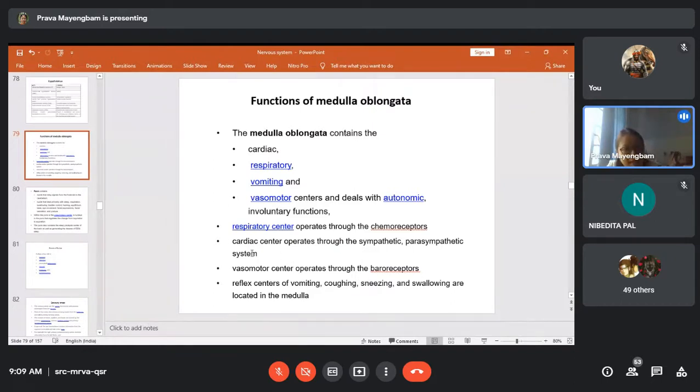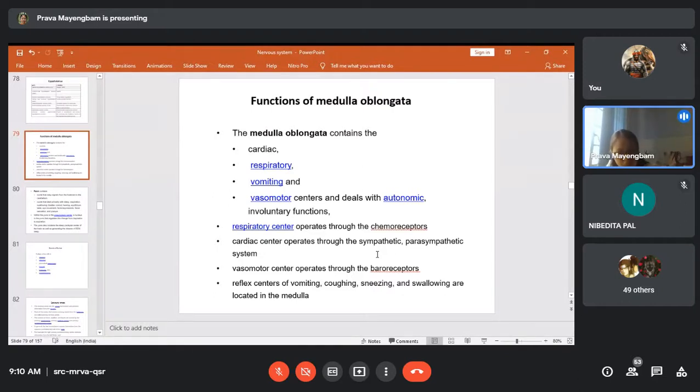Another center is the cardiac center, located in the medulla oblongata. It operates through the sympathetic and parasympathetic systems. Do you remember I told you how the sympathetic nervous system increases cardiac activity? When a person has fear, the heart rate increases, right? When the heart rate increases, there is also an increase in the cardiac output, and an increase in the BP.